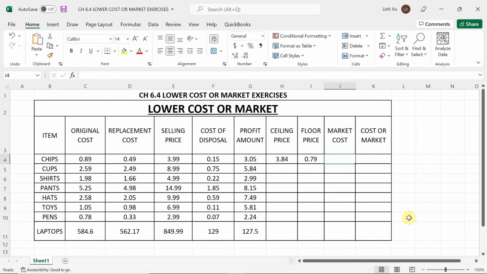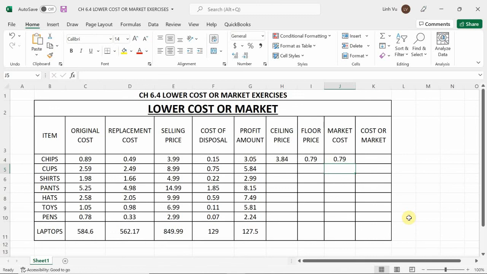Okay, so then I have to compare three numbers. I need to compare the ceiling, the floor, and replacement. Which number is in the middle? 49 cents. All right, let's put this on a number line again. You got $3.84, you got 79 cents, and you got 49 cents. Which one's the highest value? $3.84. Which one's the lowest value? 49 cents. So out of those two numbers, which one's going to be in the middle? 79 cents, because your replacement is 49 cents, which is lower than the floor. So in this case, your floor becomes your market.